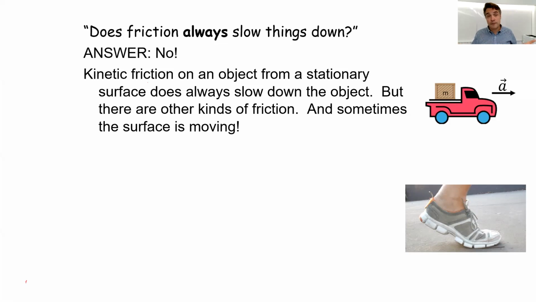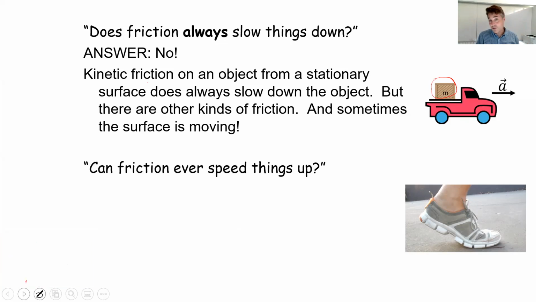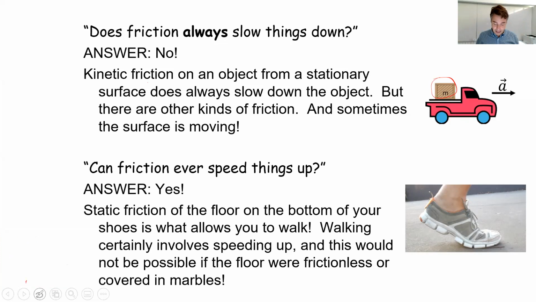But there are other kinds of friction. There's also static friction. And sometimes the surface is moving. Imagine a mass that's like a flatbed on the back of a truck, just sitting there, and the truck starts accelerating away. If that box doesn't slide off the back, then it's going to be speeding up, and the reason is the friction force from the truck onto that box. Can friction ever speed things up? Absolutely. In fact, static friction between the floor and the bottom of your shoes is what allows you to walk or to run or to speed up.